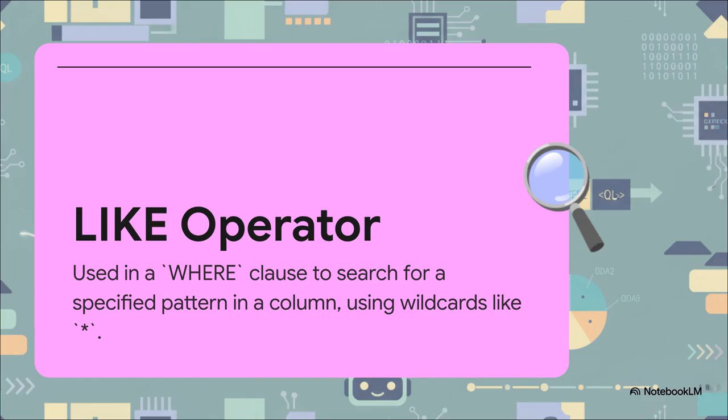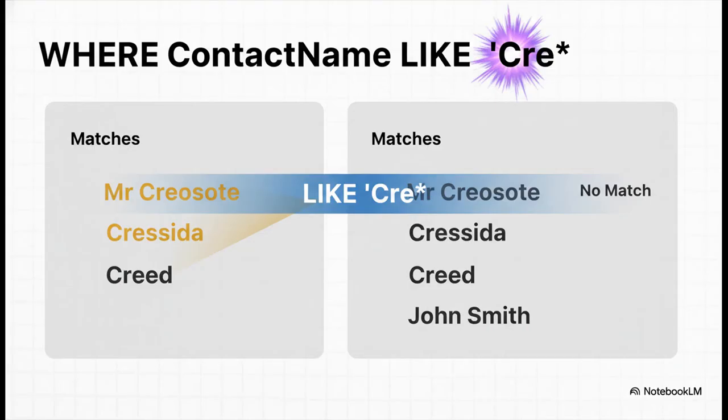And we create these patterns using wildcards, like our friend the asterisk, which can stand in for any sequence of characters. So the crucial part here is the change in our where clause. Where contact name like Cree asterisk is basically telling the database, hey, find me any contact name that starts with the letters CRE, and I really don't care what comes after it. So this would find Mr. Creosote, sure, but it would also find Cressida or Creed. See? It's a much broader, more flexible kind of search.